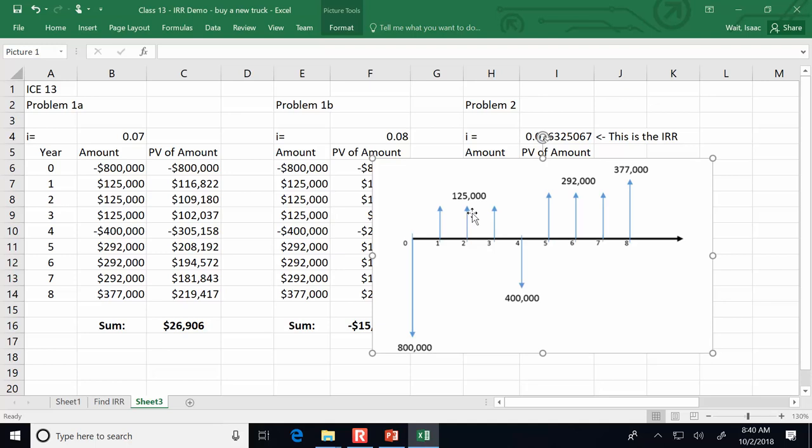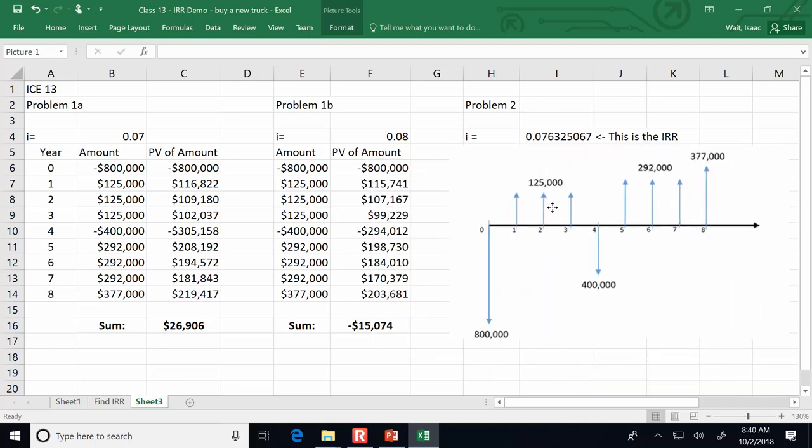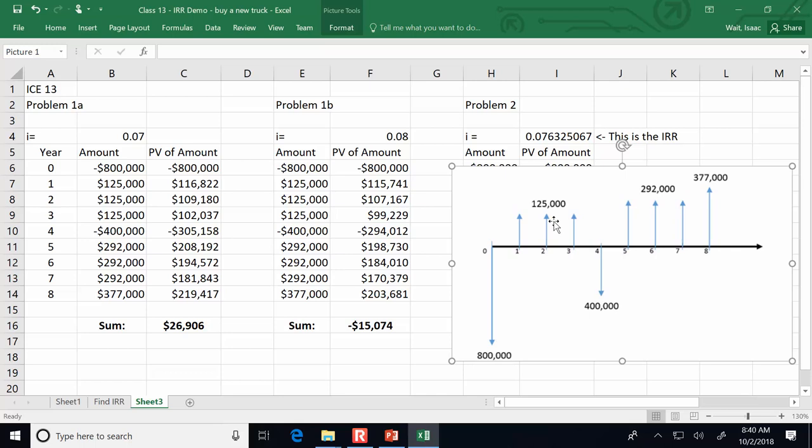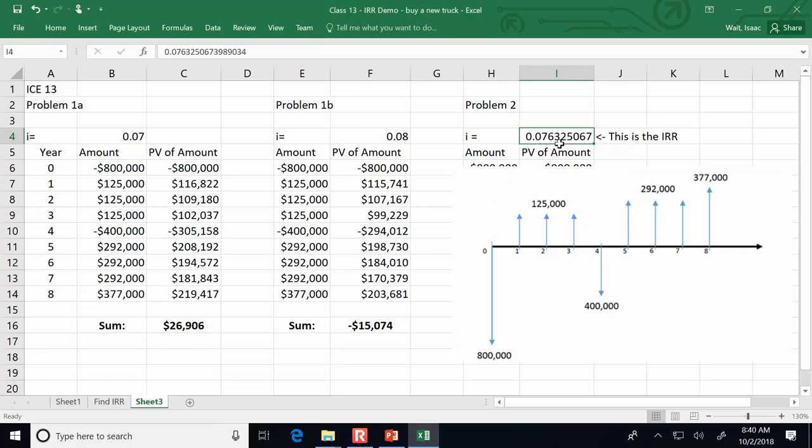And so the equivalent interest rate of this, assuming all of the conditions of IRR, the main one being it assumes that the money is reinvested at the same rate, is 7.63%. So if you could take $800,000 and put it into some high-grade bond that pays 10%, don't bother. Go for the high-grade bond.